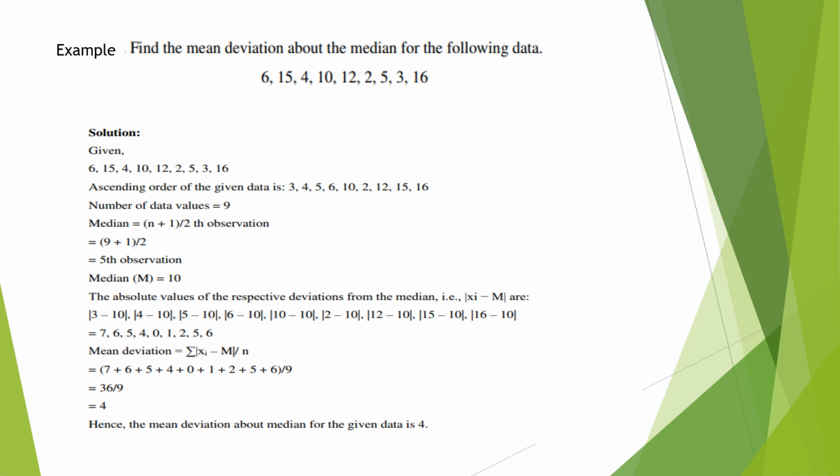Now we need to find all the absolute values of the respective deviations from the median, which are 7, 6, 5, 4, 0, 1, 2, 5, 6. Now we will apply the mean deviation. We know that it is summation of modulus of x minus median upon n, where n is the number of observations. So the value is 4. This is the procedure for finding the mean deviation of the individual series.